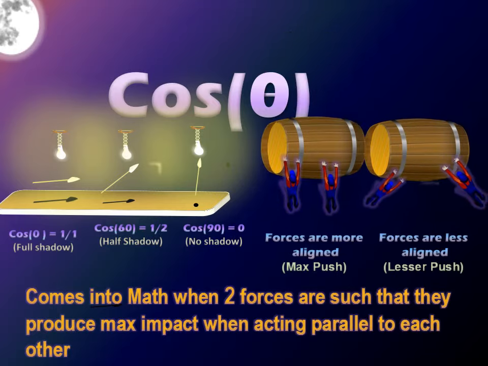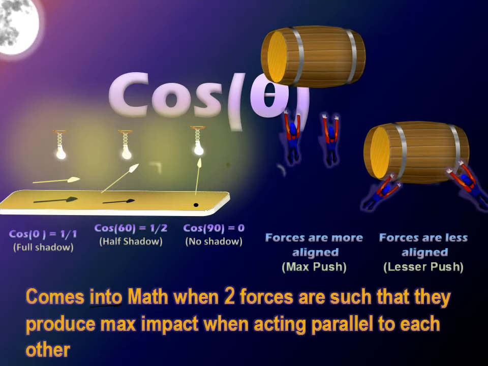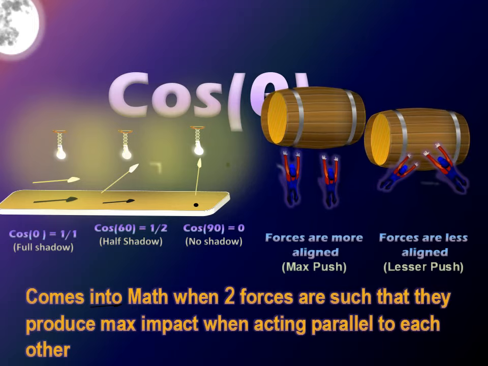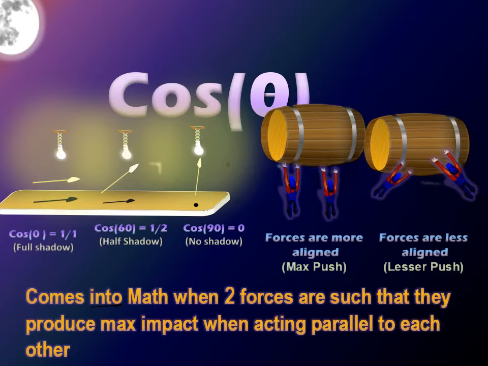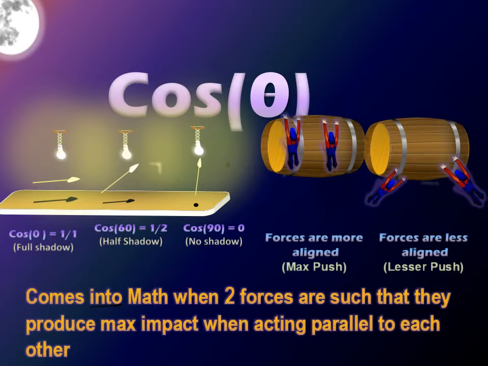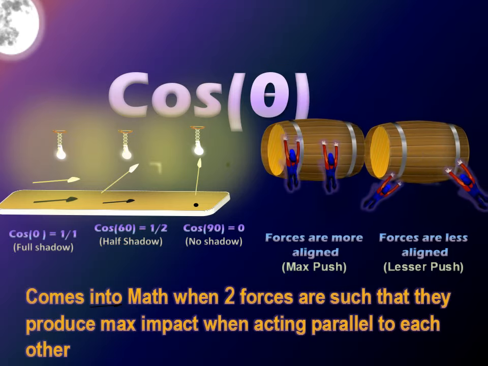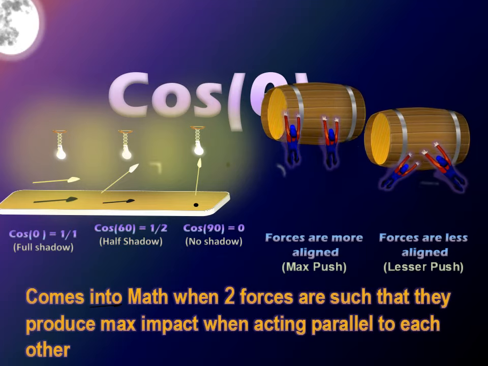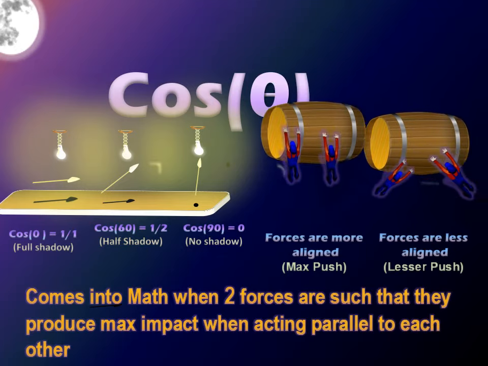So once again, cos theta comes into math when two forces are such that they align themselves in the same direction. The angle between them should be very less. The lesser the angle between them, close to 0, the more the push, the more the force. The forces combine into each other, the forces merge. The maximum impact is formed at 0 degrees. But at larger angles, the impact gets lowered.